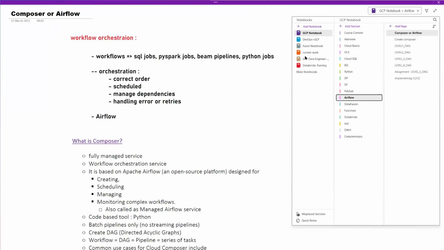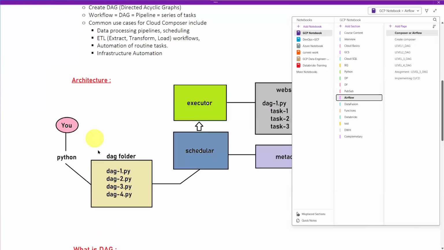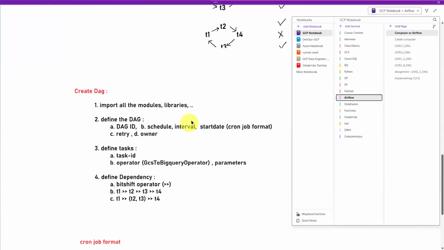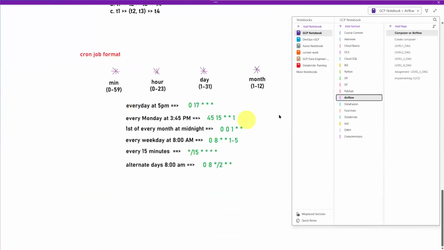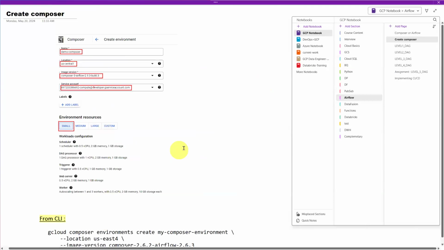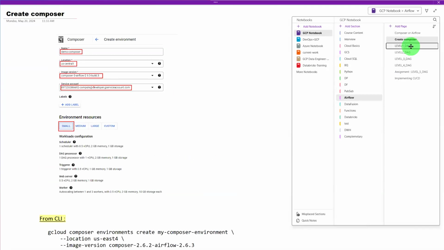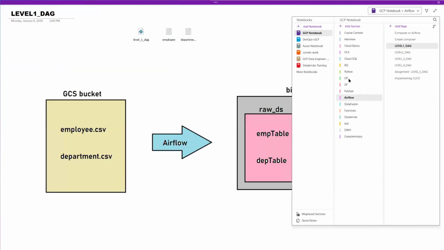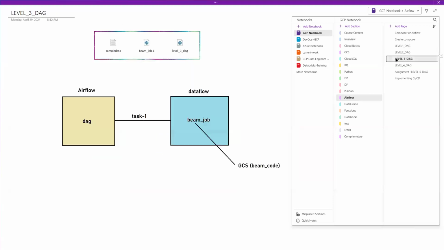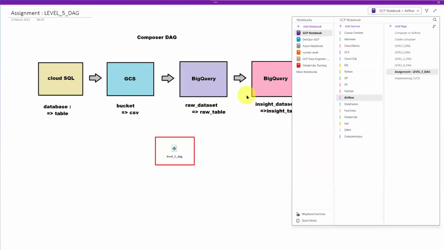What is Airflow? Workflow orchestration. What is workflow orchestration? What is Airflow? Airflow architecture. What is a DAG? How do we create the DAG? Cron job format. How do we create the Composer environment? Level 1 DAG, one of the use cases. Level 2 DAG use case, level 3 DAG, level 4 DAG, level 5 DAG is for the assignment.